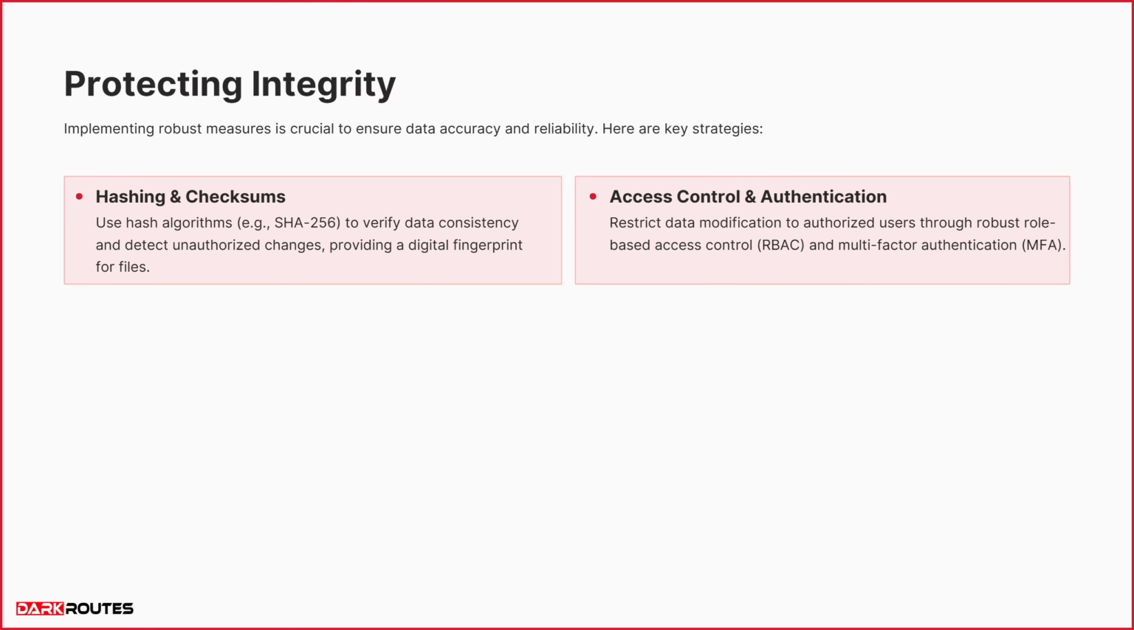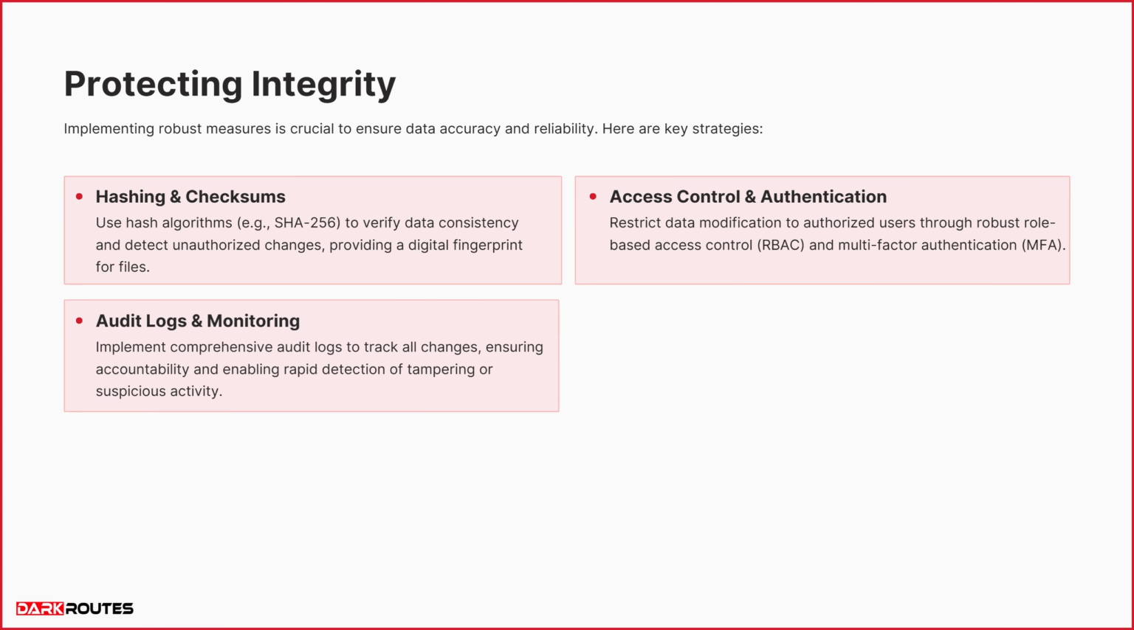We can use access control and authentication. Only authorized users should be able to modify the data. You can implement role-based access control or multi-factor authentication to prevent unauthorized changes. Next, we have audit logs and monitoring systems. By keeping a detailed audit log of every modification, we know who made the changes, when it was done, and what changes have been done. This ensures accountability and traceability in case of incidents.